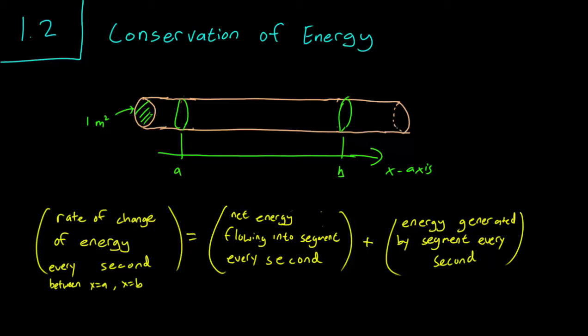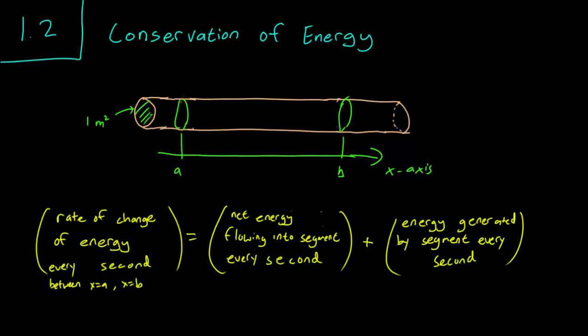But you also have to consider the energy generated by the segment every second. So in the case where the rod is somehow generating heat, you have to consider how much heat that rod is generating every second. So this makes sense, right? I mean, the only way that the total energy can change is if energy flows in or out, or if the rod is generating energy. And remember, by the conservation of energy, energy never gets destroyed. It never just disappears. It has to flow out.